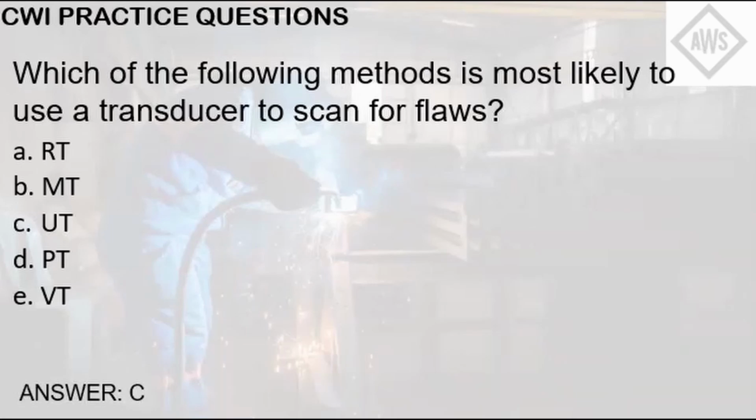RT is an NDT but makes use of preferential radiation transmission or absorption. Magnetic particle test, or MT, utilizes magnetic field to detect surface and subsurface discontinuities. PT, or penetrant testing, uses the principle of capillary action to detect flaws. VT is visual testing, or visual inspection, where the inspector detects flaws by using his naked eye and some measuring instruments. The answer here is letter C, UT.